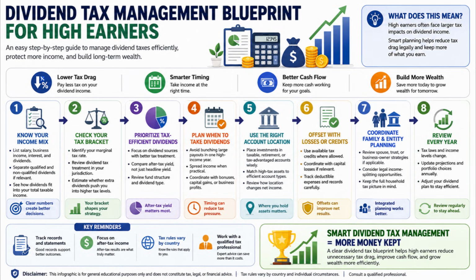After that, prioritize tax-efficient dividends. Not every dividend is taxed the same way. Some dividends may receive better tax treatment, while others may be taxed like ordinary income. Because of this, high earners should compare after-tax yield, not just headline yield. A dividend that looks attractive before tax may not be the best choice after tax.